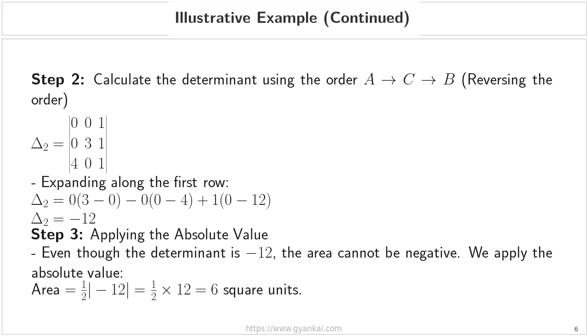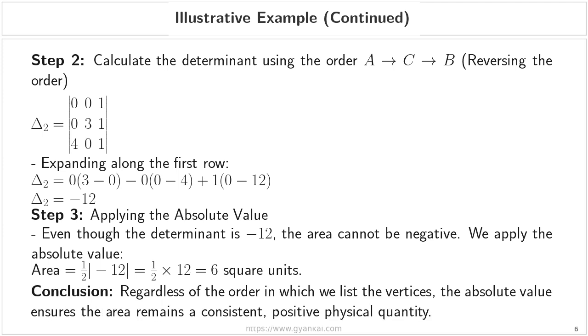As we discussed earlier, even though our determinant calculation resulted in negative 12, we must remember that area, as a physical magnitude, cannot be negative. So we apply the absolute value to negative 12, which turns it into positive 12. When we multiply this by 1/2, we get 6 square units.